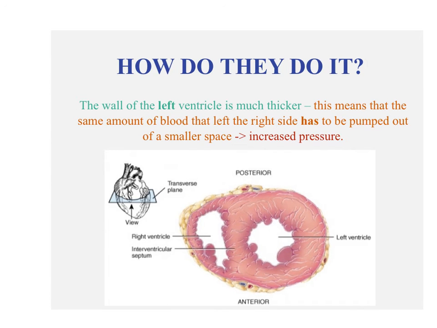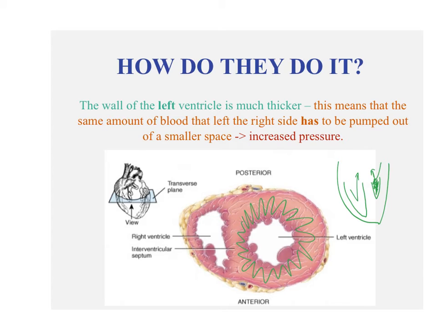And it's all to do with the wall of the left ventricle. So you can see here, the ventricular wall on the left-hand side is thick. It is huge. If we look at it on a cross-sectional image, the right ventricle side is really thin. But this left ventricle side means that the blood's only got a really tiny space to sit in. But the same amount of blood that leaves the right side comes back into the left.